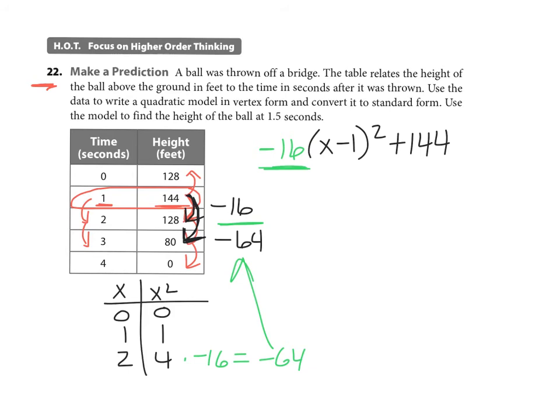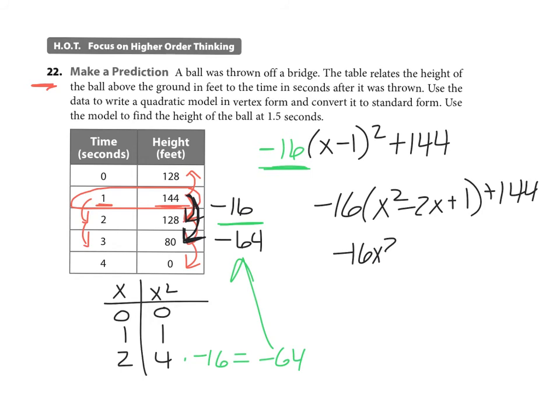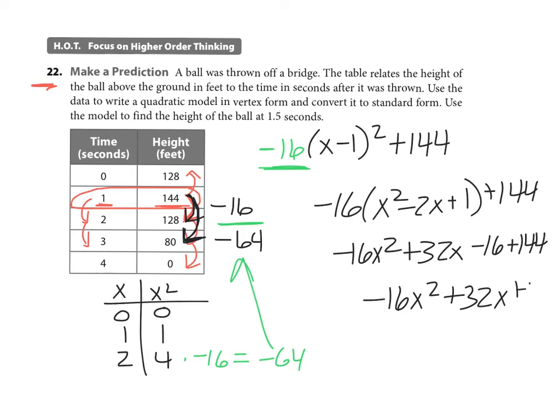It says convert it to standard form, so rather than take you through the whole process, I'm just going to do this real quickly here. So that's negative 16, x squared minus 2x plus 1 plus 144. Do your distributive, negative 16x squared plus 32x minus 16 plus 144. So negative 16x squared plus 32x plus 128.